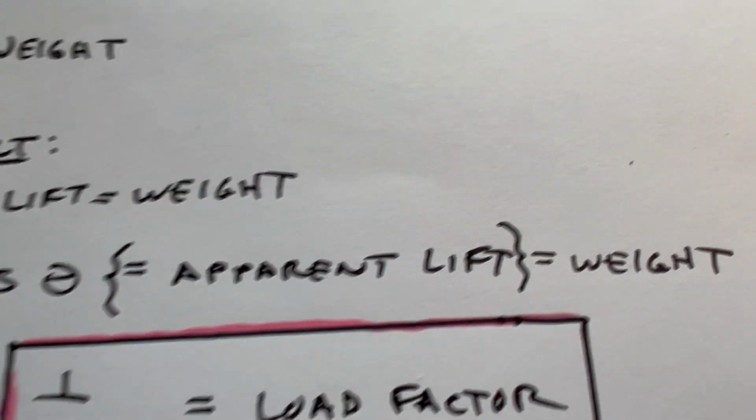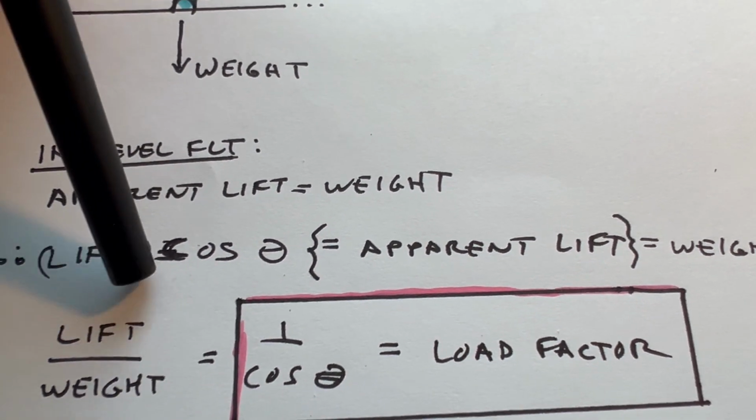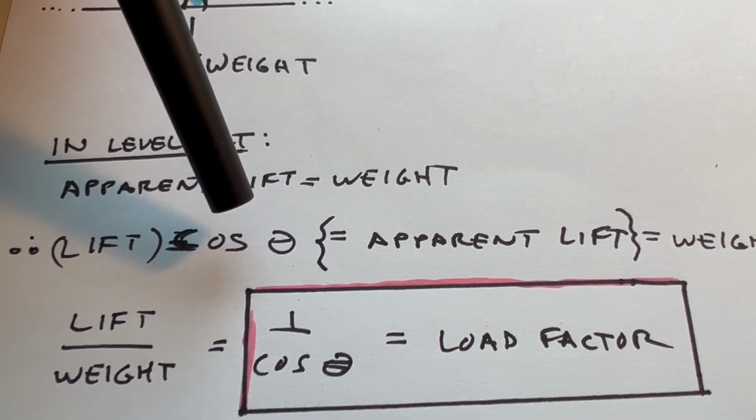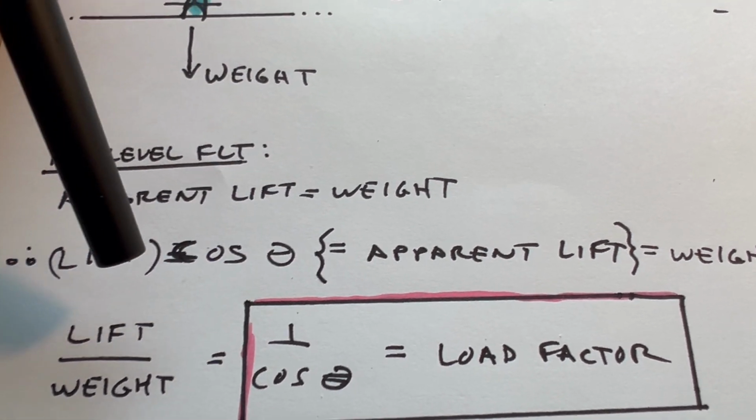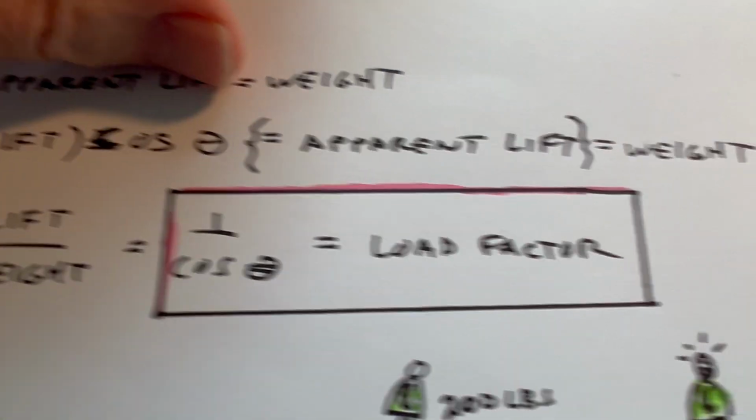And that equals weight. Now all we have to do is divide both sides by weight. We get lift over weight. Divide both sides by cosine theta. And then we end up with lift over weight equals 1 over cosine theta, which is load factor.